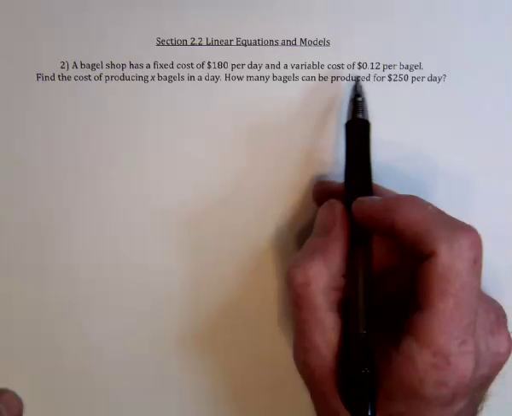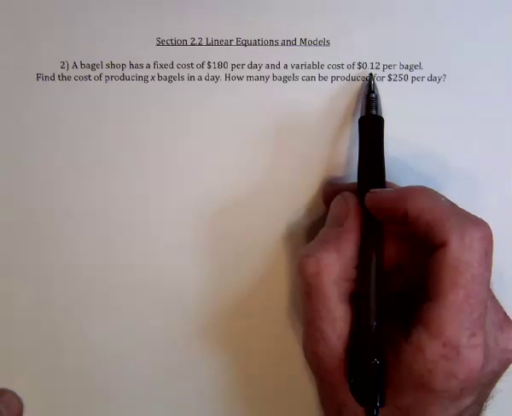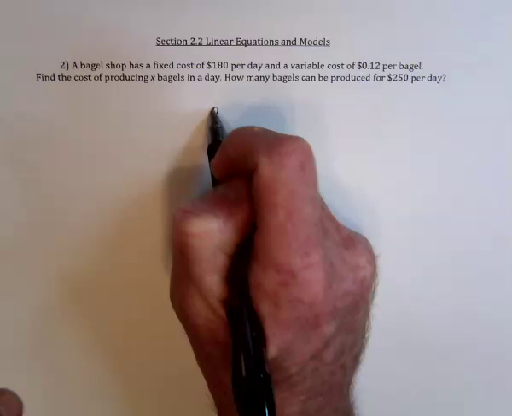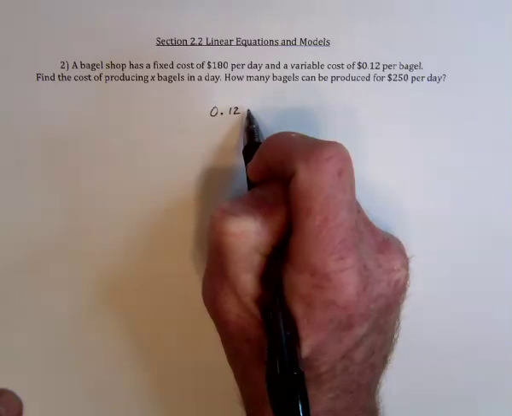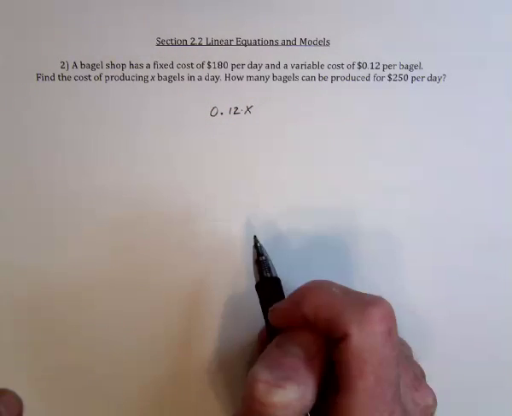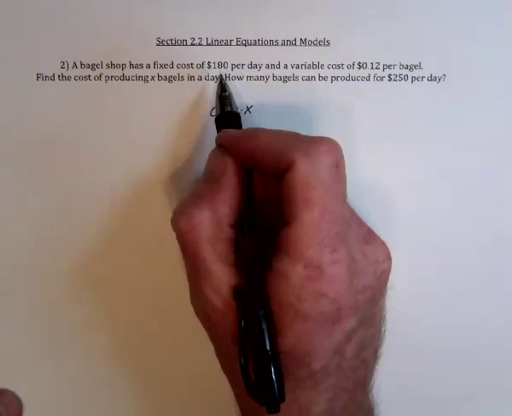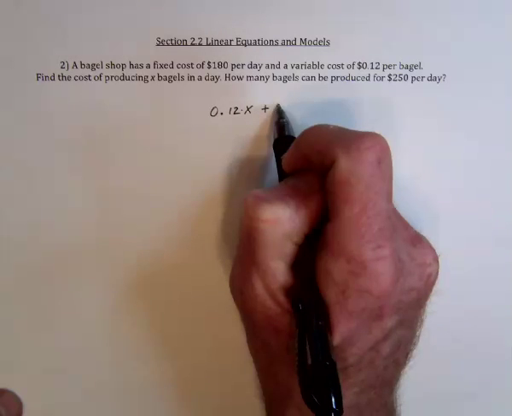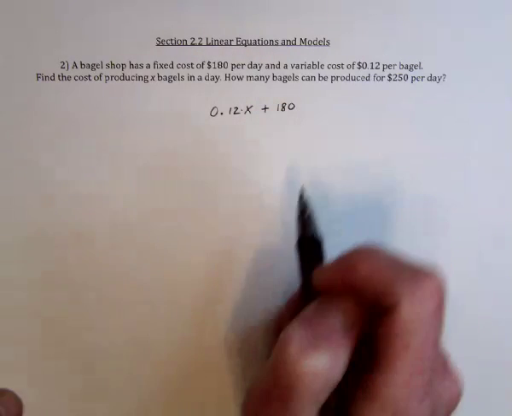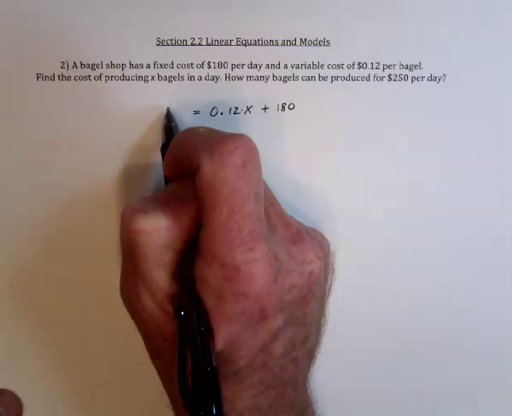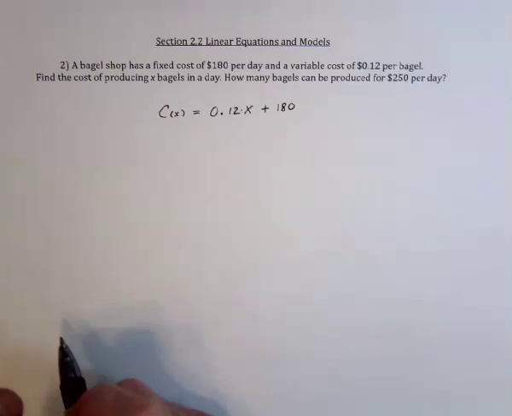One is we can look at this as every time they create a new bagel, they've just spent 12 more cents. So if we take 12 cents for each bagel, the total cost would be 0.12 times x. And they're going to have to pay $180 for electricity or labor or whatever it is each day. And so on a per day basis, this is how much they're spending. So we could say that this is the cost function, and it's a function of x.